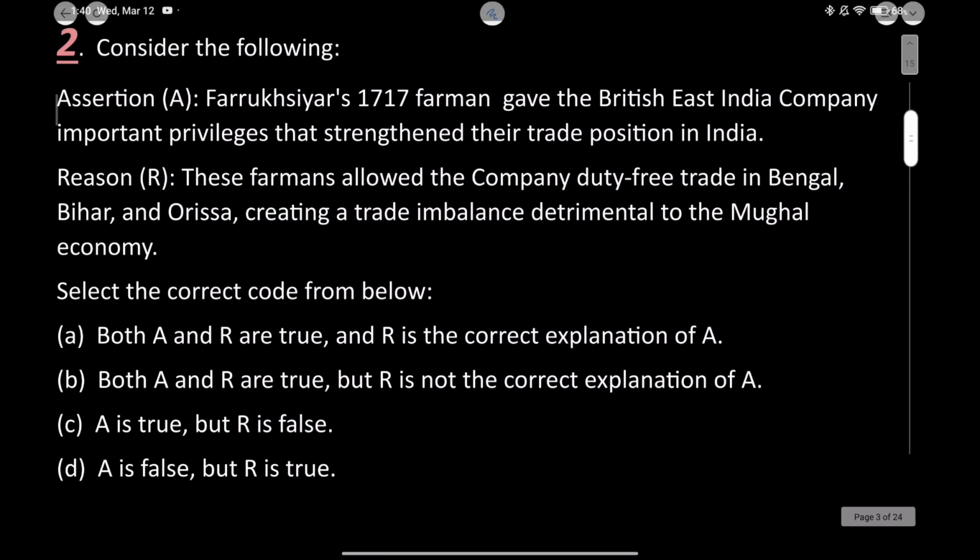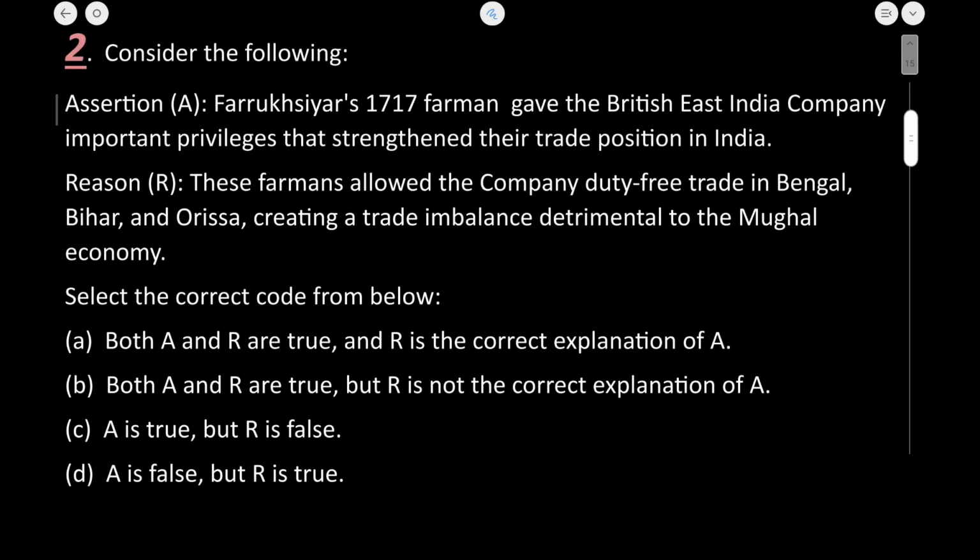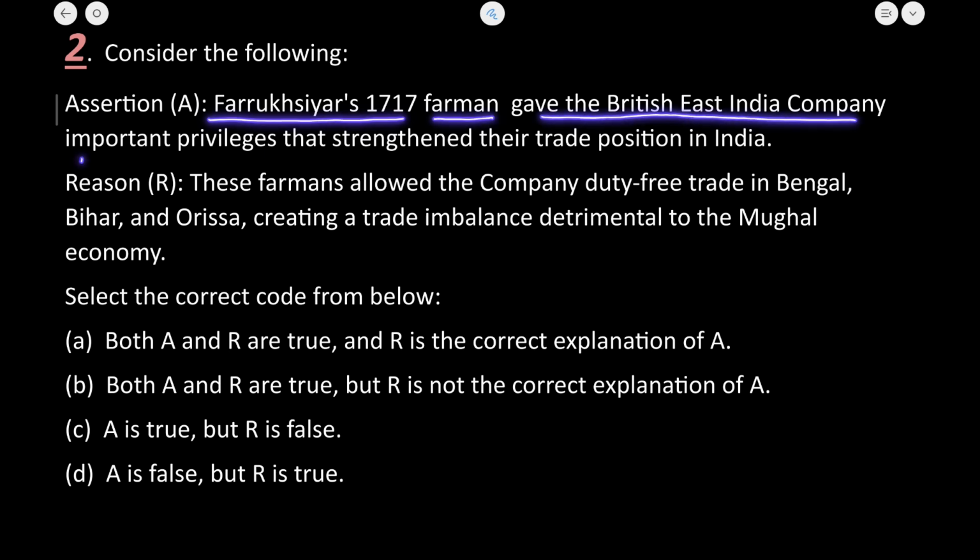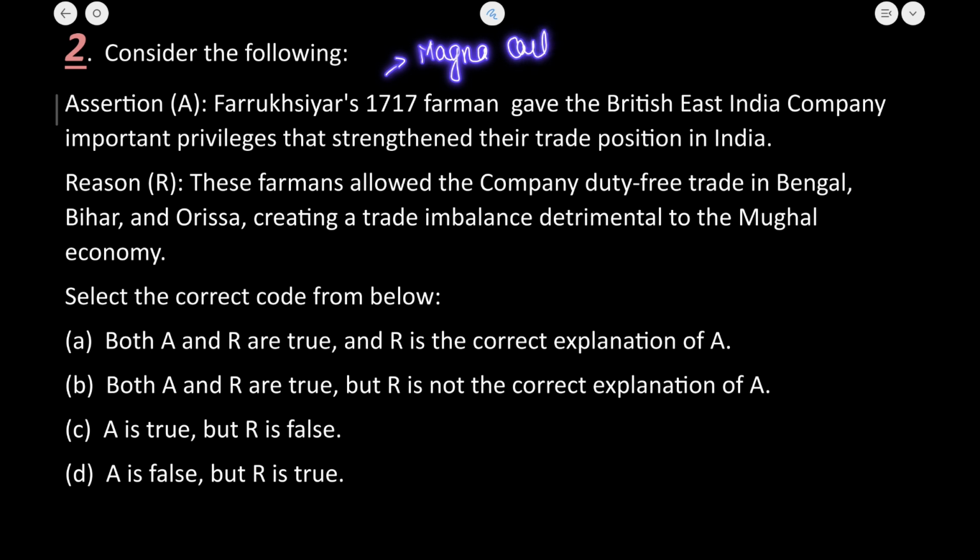This question is based on assertion and reason. What is the assertion? The Farrukhsiyar 1717 farman gave the British East India Company important privileges that strengthened their trade position in India. These farmans, the Farrukhsiyar farman, were a type of Magna Carta for the English to expand their influence in India.